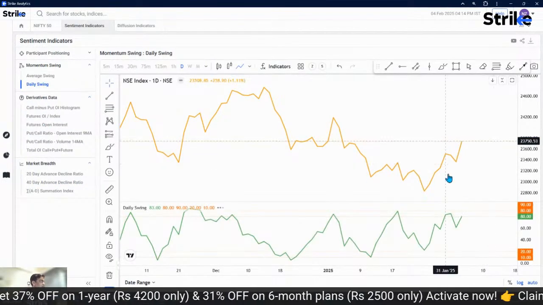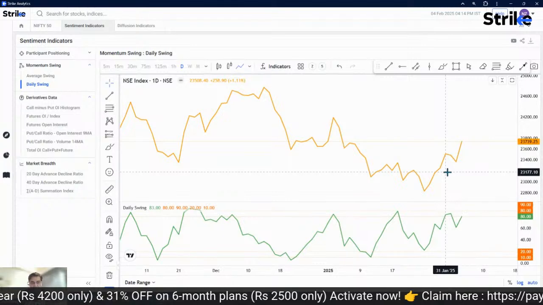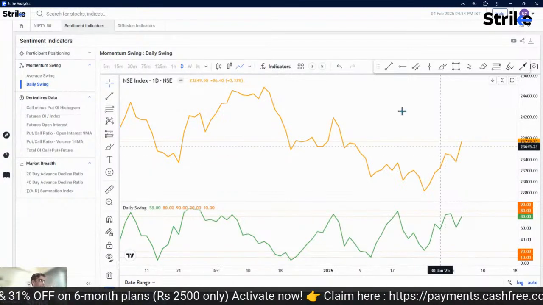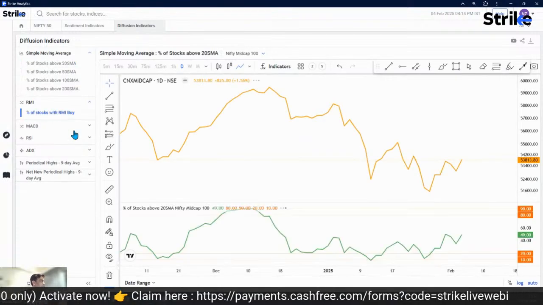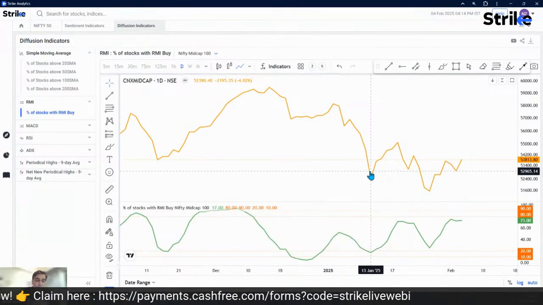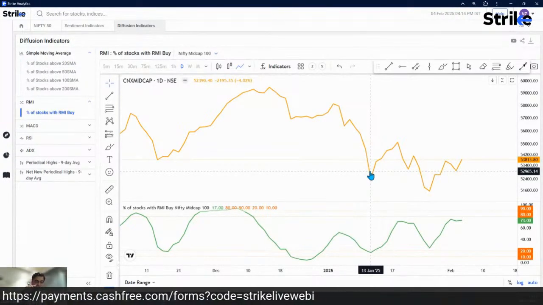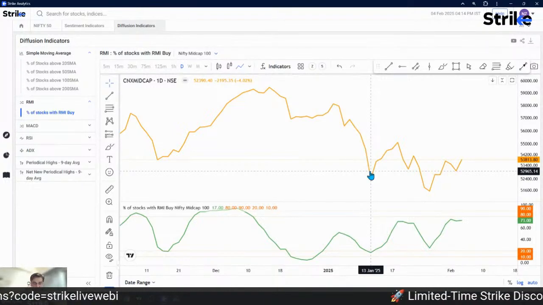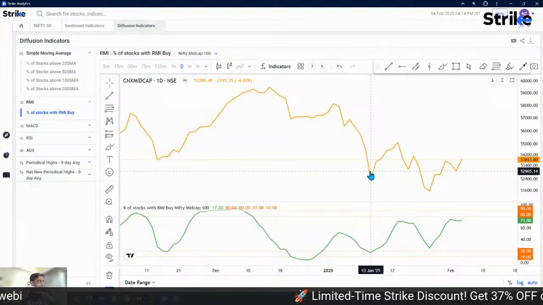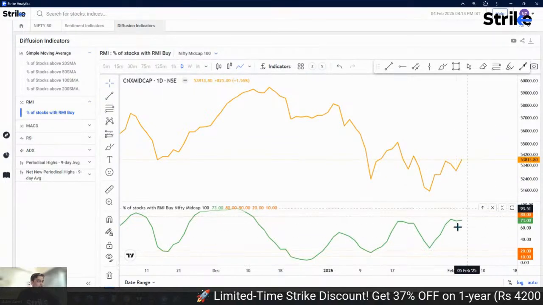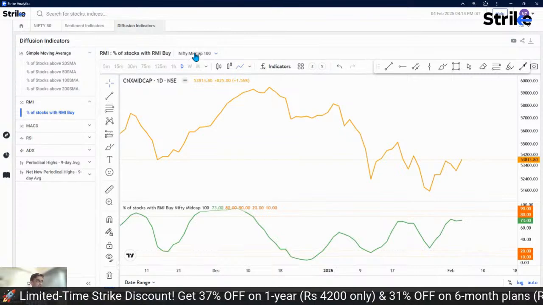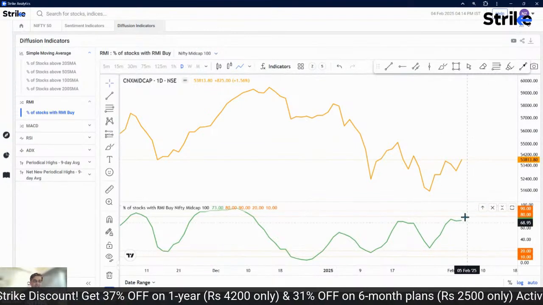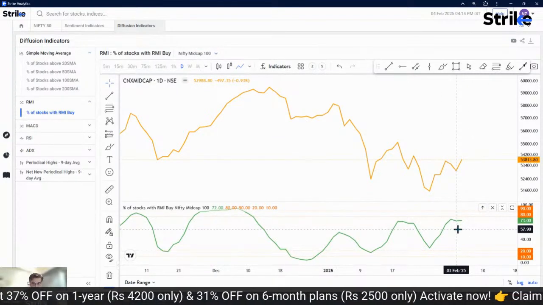The percentage of stocks which are having a rising RMI. But over here, this particular RMI indicator, percentage of stocks with RMI in a buy mode. So when the RMI is in a buy mode, it is above its average line. It means that it is in a buy mode. So right now 73% of the stocks in mid cap 100, their RMI is in a buy mode, 73% of the stocks.